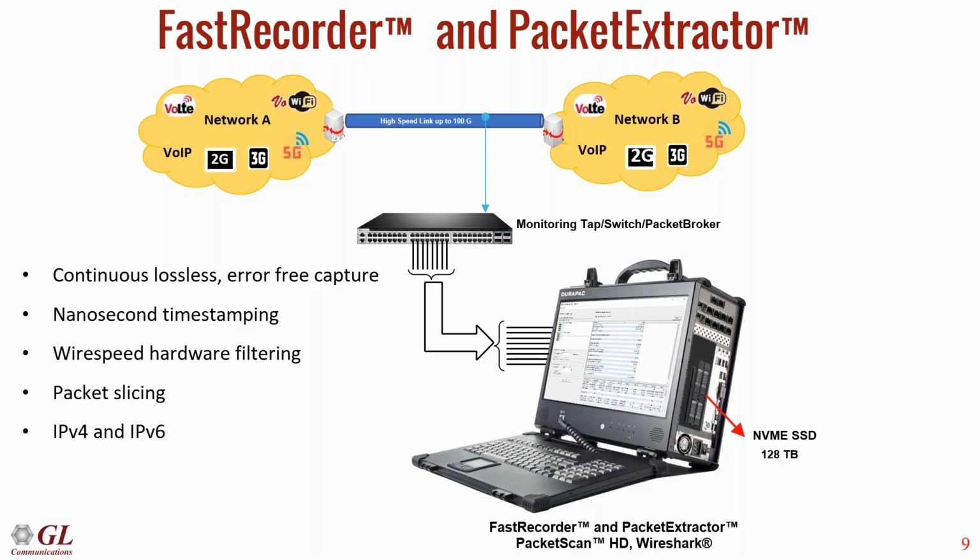The FastRecorder is basically a wireless capturing module that allows for continuous, lossless, error-free capture at a rate of up to 80 gigabits per second. So we provide nanosecond timestamping, hardware filtering, packet slicing, and IPv4 and IPv6. I'll talk a little bit more about each of these features as we go through the slides here. Let's go to the next slide.